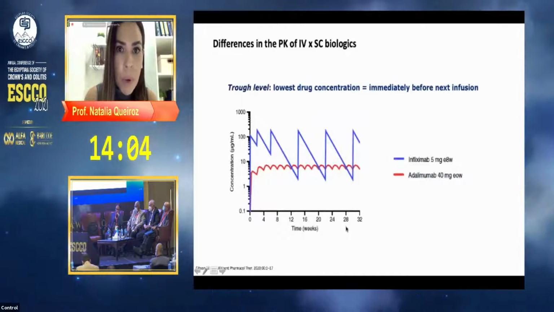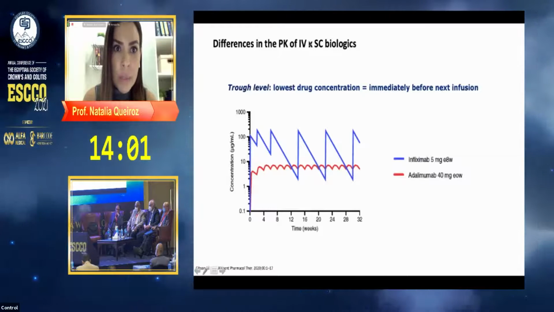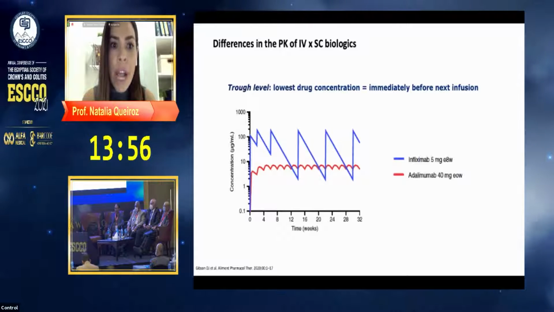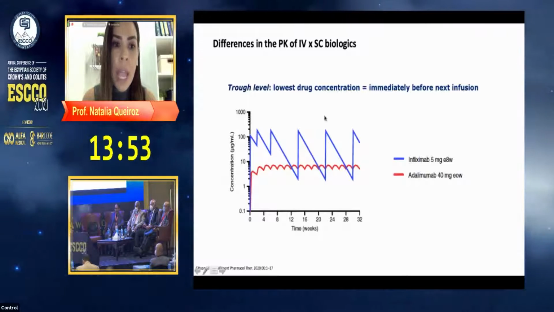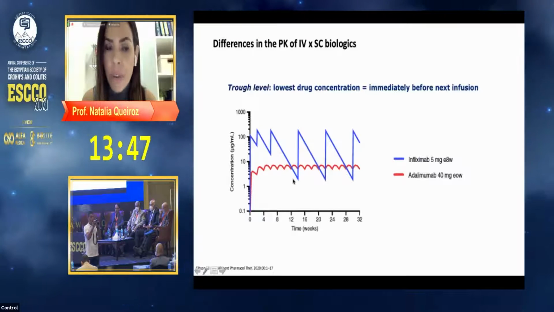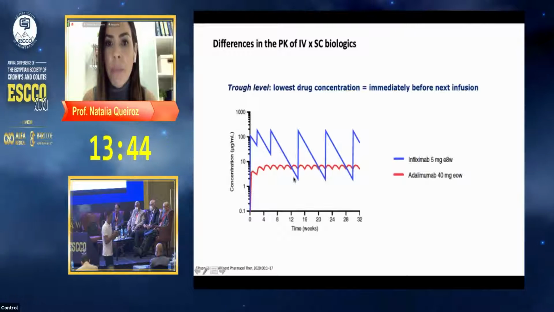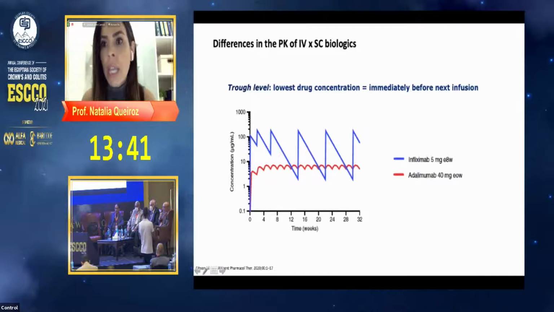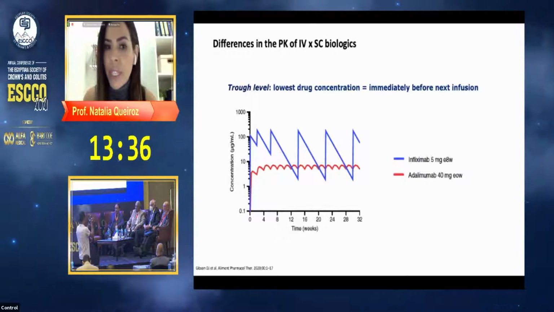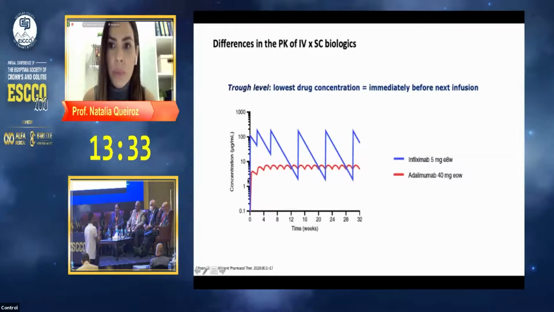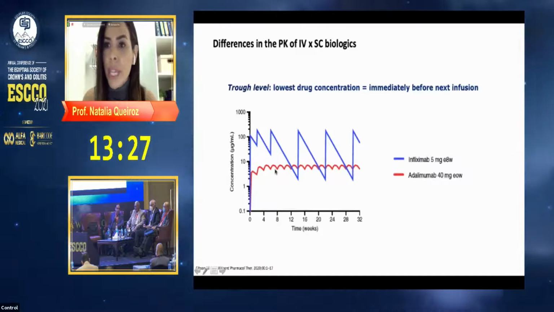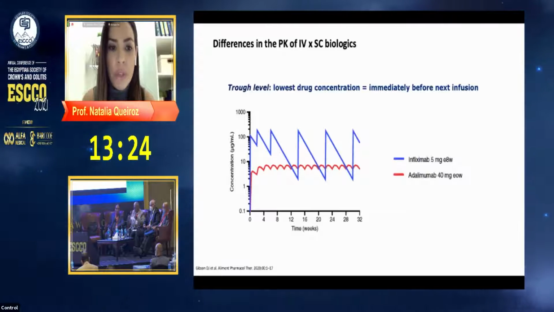But it's really important to emphasize the difference between the pharmacokinetics of IV and subcutaneous biologics. For IV biologics such as infliximab, after the induction period, we need to measure the trough level, that is the lowest drug concentration immediately before the next infusion, on the same day or the day before. But for subcutaneous biologics, this really doesn't matter because after the induction period, we have a kind of steady state of the drug levels and we can measure it anytime between two infusions.